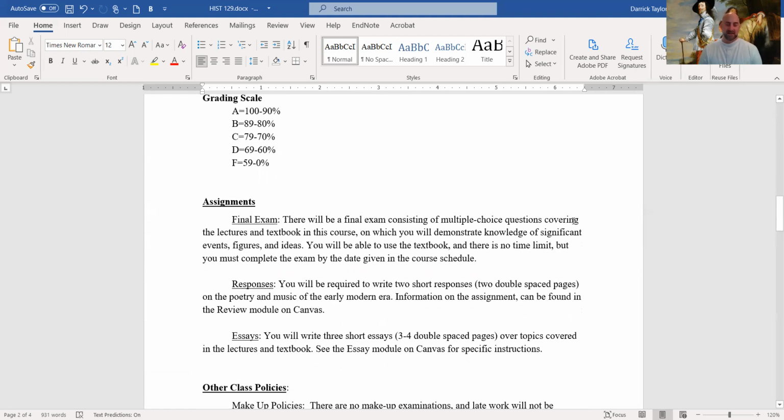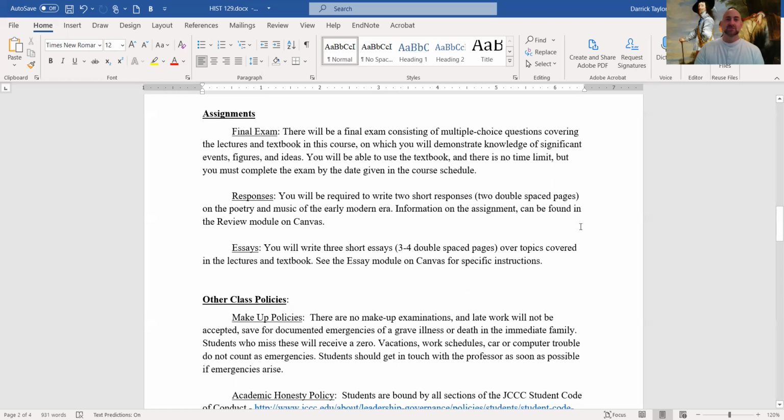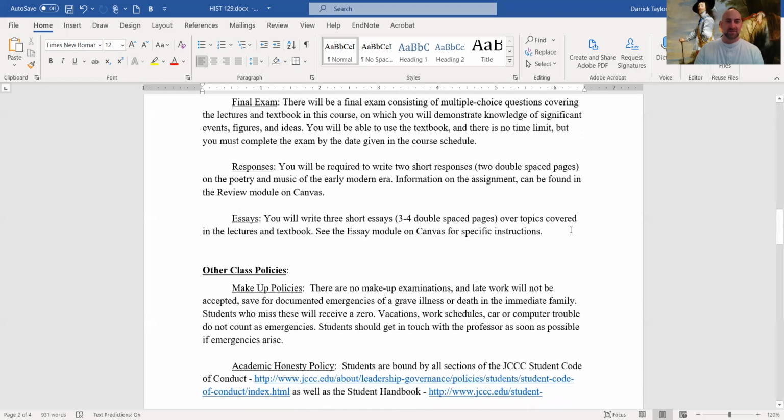Now, about those assignments, your final exam will consist of multiple choice questions covering the lectures and the textbook in the course, and basically demonstrate that you read the book and you listened to my lectures and you can remember stuff. At least find it. Events, figures, ideas. You can use your textbook for this. There's no time limit, but you must complete the exam by the date in the course schedule. I can tell you right now, it's going to be long. It's going to be somewhere between 100 and 150 questions. It's going to be long, and you'll have to know a lot. So that's part of my duty, is make sure you know stuff. You will know stuff when you're done with this course.